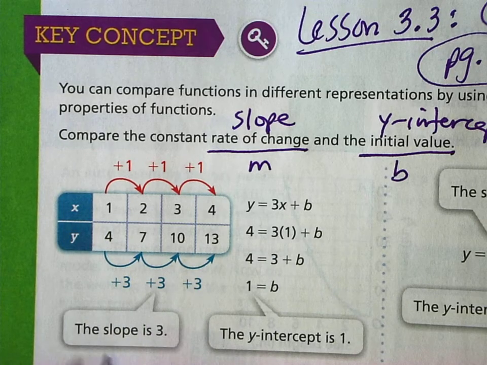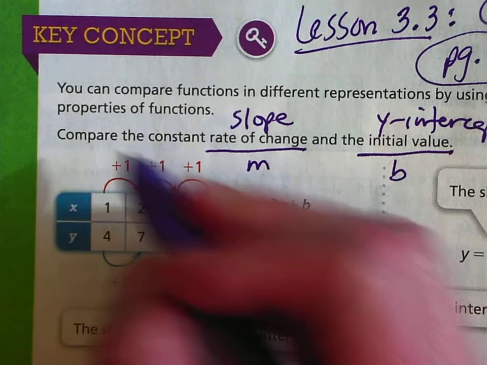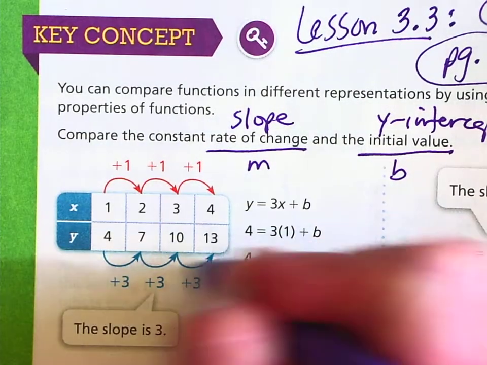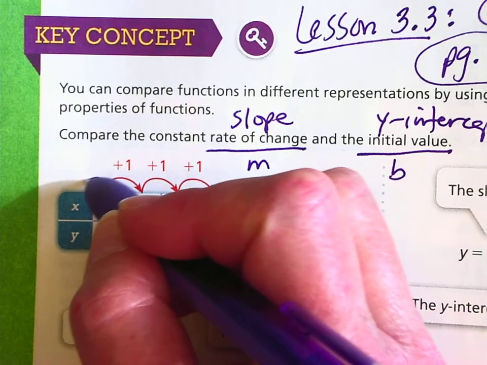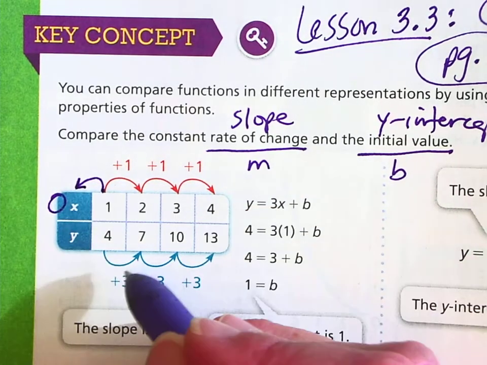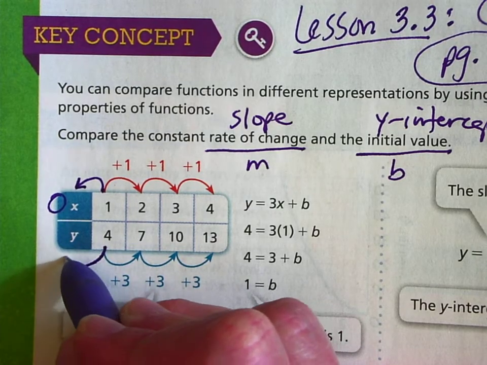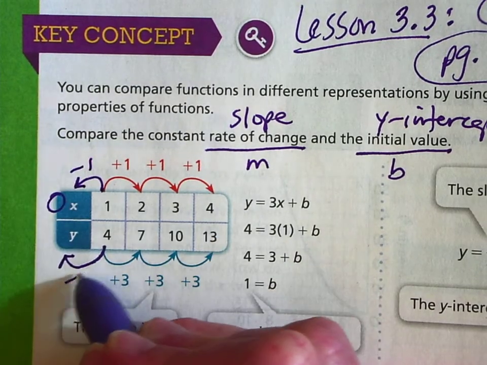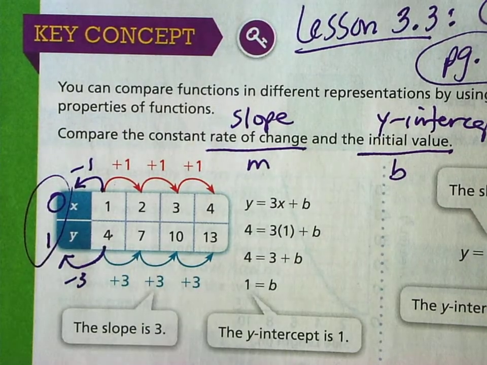Okay, so here you can find both. You can find slope and the y-intercept. Remember, the y-intercept is when x is 0. So once you figure out your pattern in the numbers, you go back the pattern. So if you go back 1, you'll be at 0. And if the pattern here is going up by 3, so if you go back 3, 4 take away 3 would be 1. There is your y-intercept, 1.